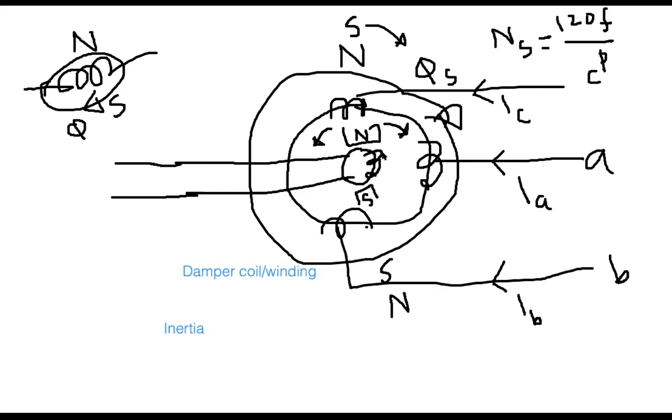And consequently there will be current flow. There will be another flux on the rotor body. This flux is called phi d. I am using phi d to indicate this is the damper coil. Now there are two sets of flux, phi s and phi d. There will be interaction and there will be the torque.